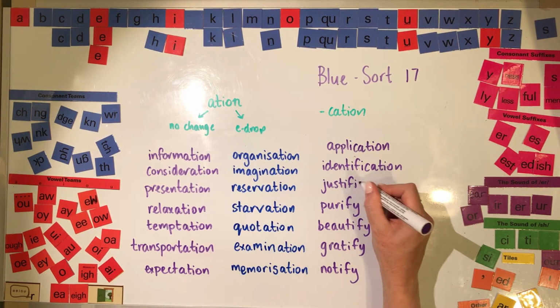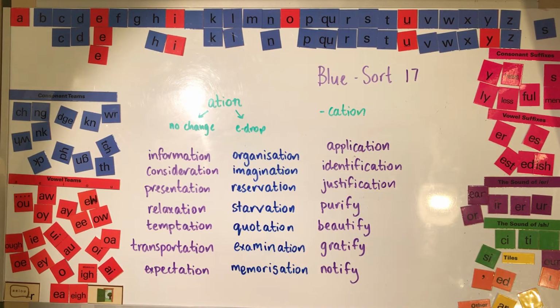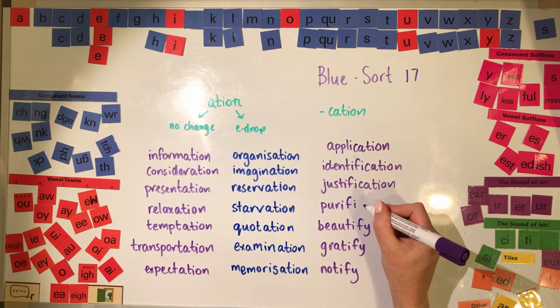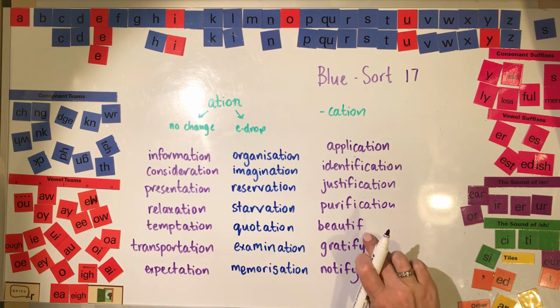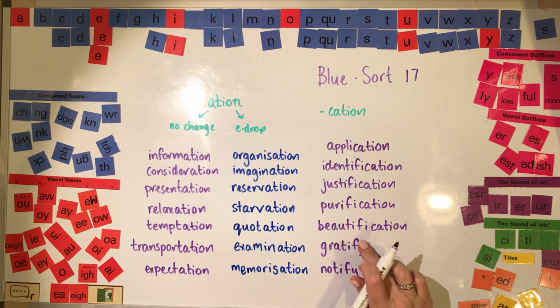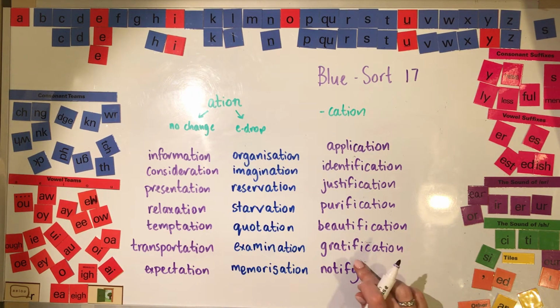Y goes away, I comes back, cation. Okay? That's why we go to all the trouble of teaching you these rules, because actually it helps you spell really complicated words very easily. Purify, purification, beautification, gratification, so we can see notification.